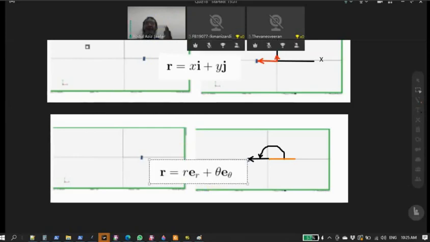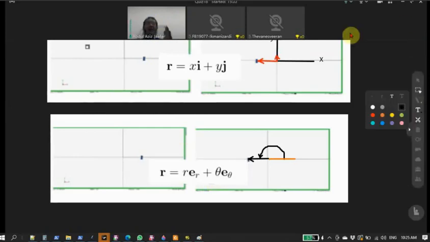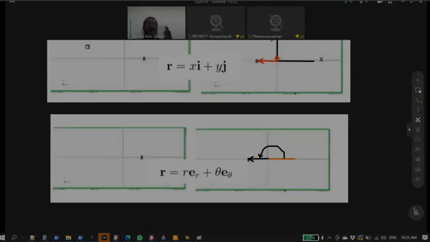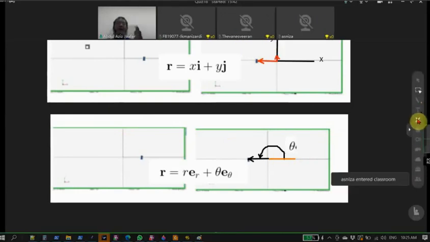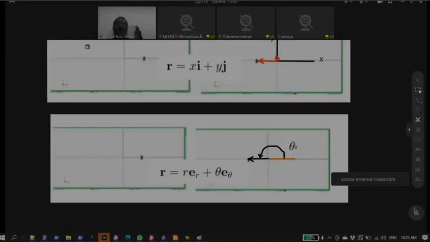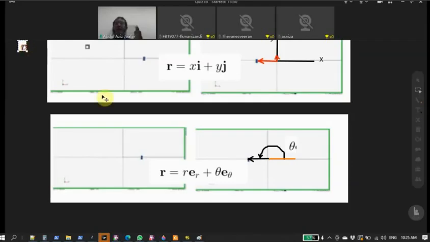So that will be the way that we are going to write it. And then we have the R to represent the magnitude. So that will be in a spherical polar coordinate system.